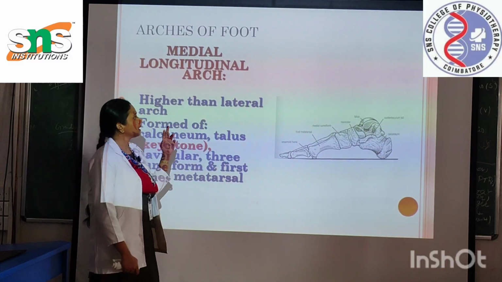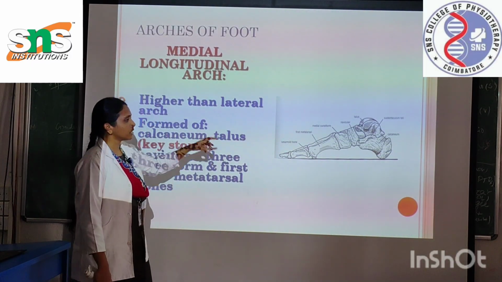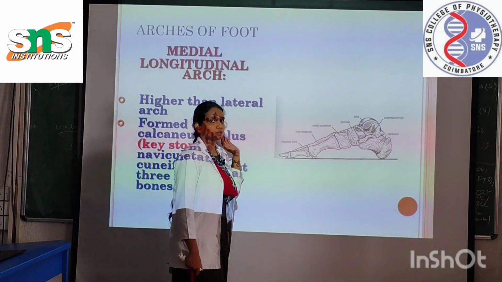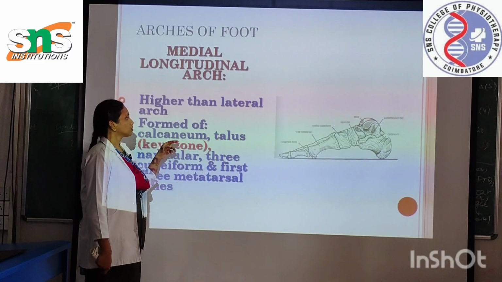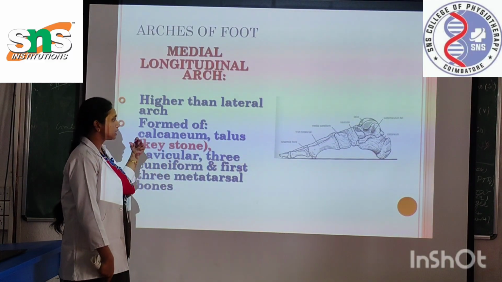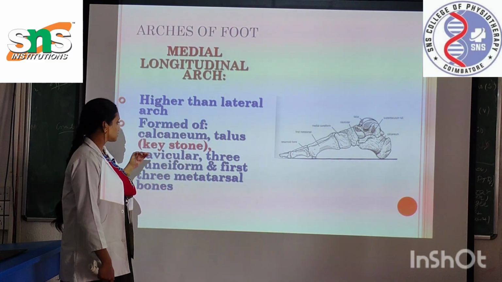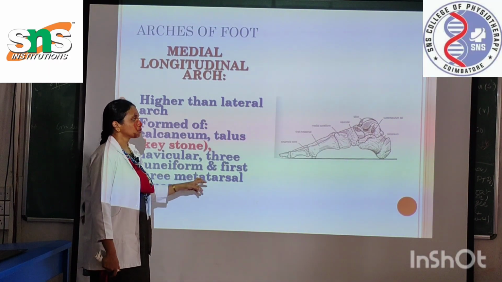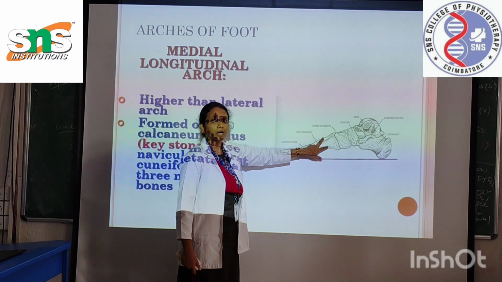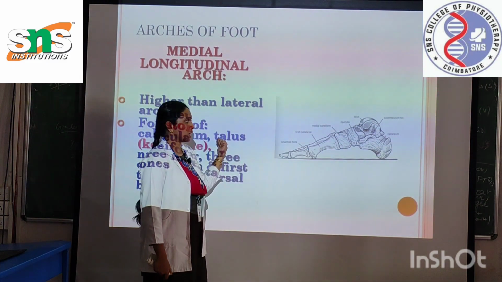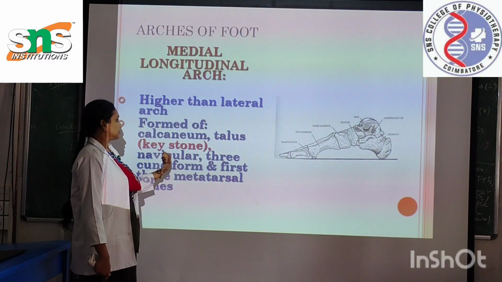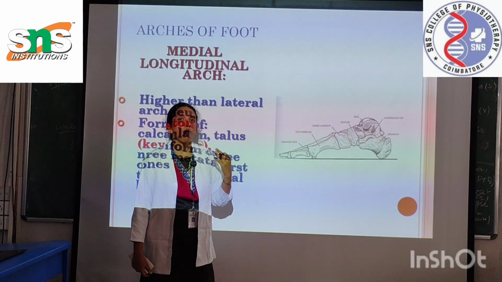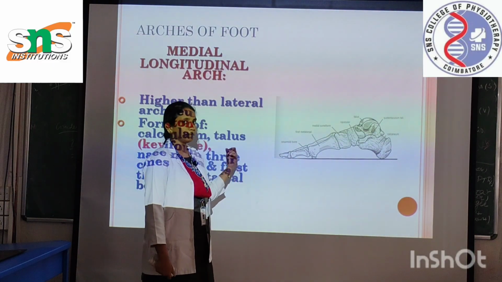The first is the medial longitudinal arch. The medial longitudinal arch is higher than the lateral longitudinal arch. It is formed by the bones calcaneum, talus, navicular, three cuneiform bones, and the first three metatarsal bones. The three cuneiform bones are the medial cuneiform, intermediate cuneiform, and lateral cuneiform. All three bones play a role in the medial longitudinal arch.